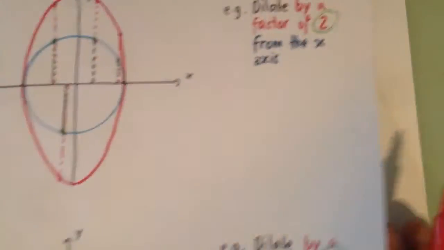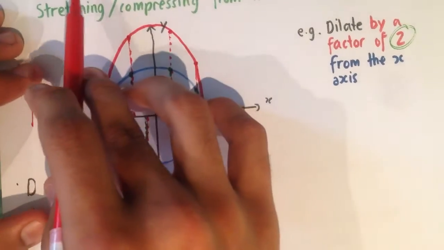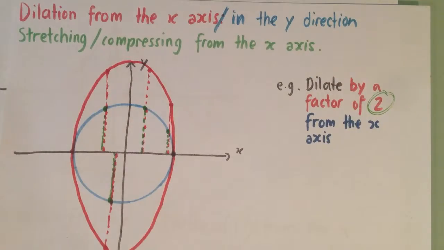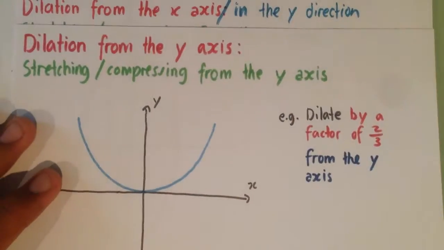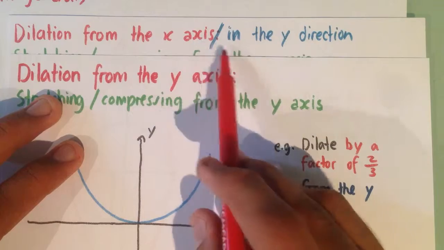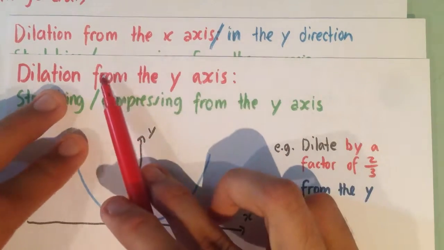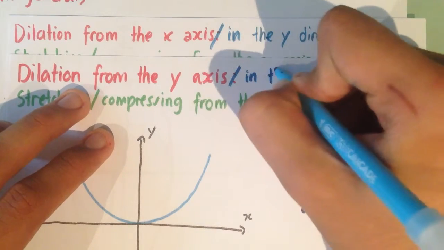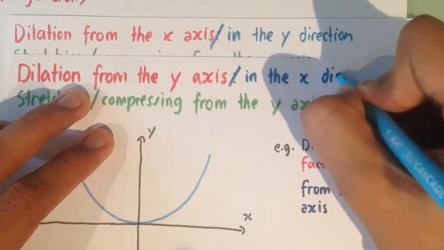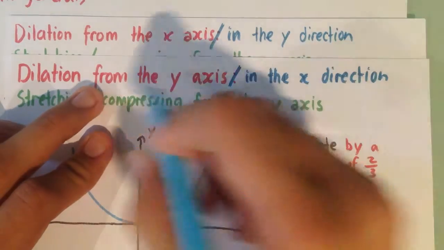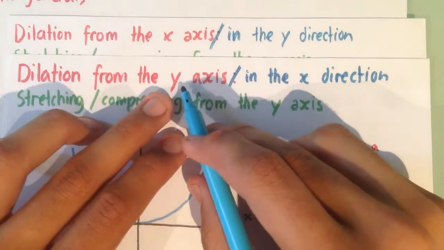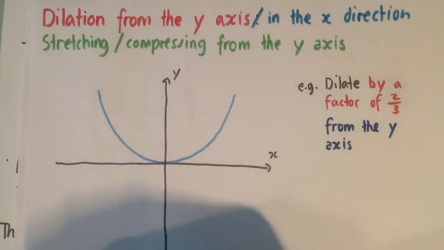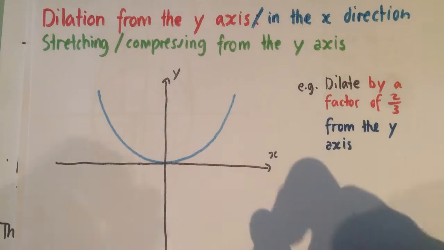Okay? So we've looked at dilation from the x-axis. Now let's look at dilations from the y-axis. If you have a dilation from the x-axis, sometimes they say it's in the y direction. Similarly, if you have a dilation from the y-axis, sometimes they say it's in the x direction. So if you swap from with in, you have to swap y with x, okay? But just think about it as from the y-axis, because that helps tell you what's happening visually, okay?